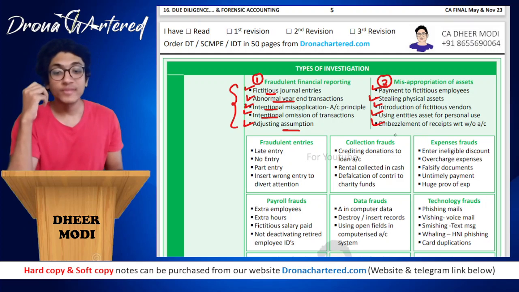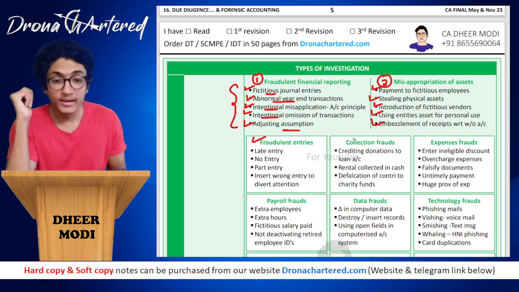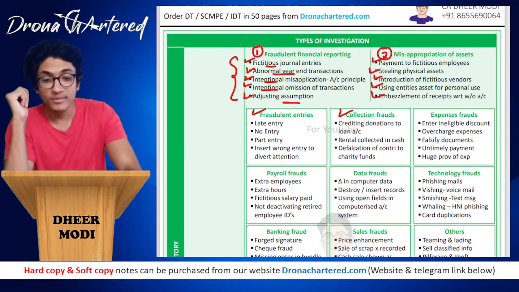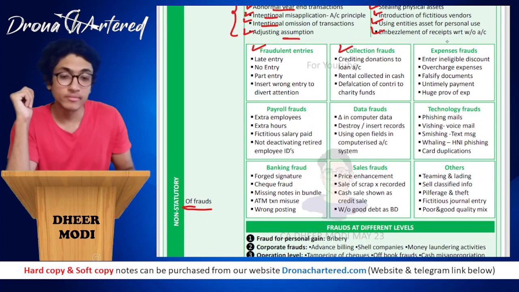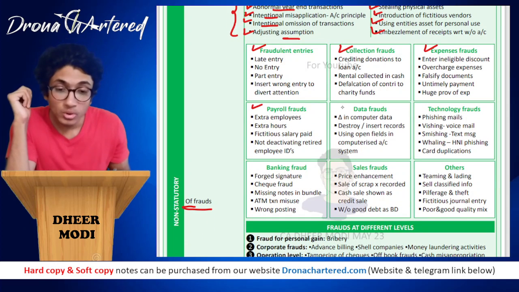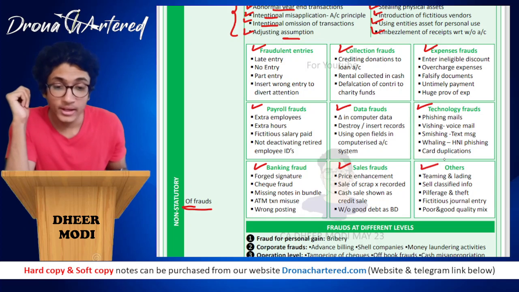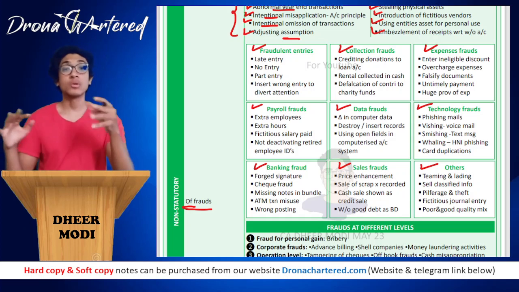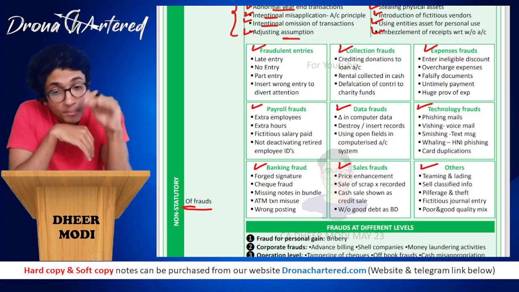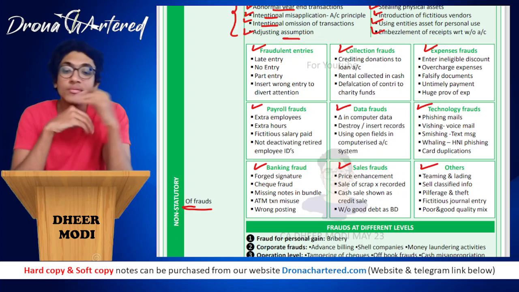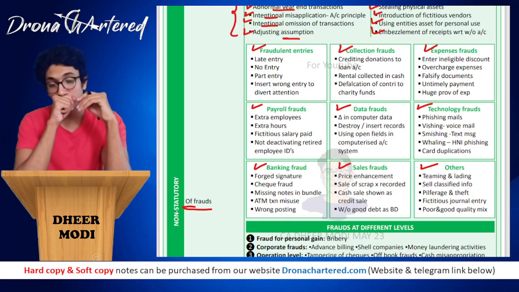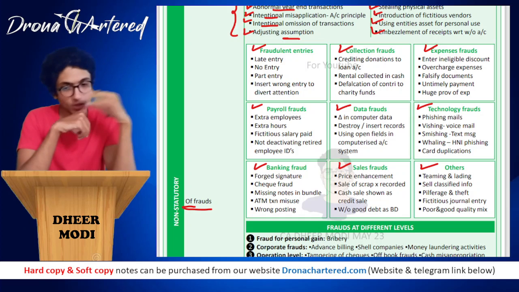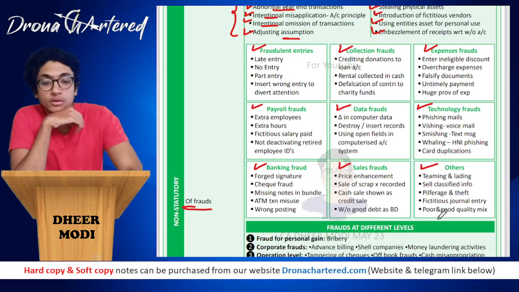Okay, now what are your different types of frauds? You have your fraudulent entries, you have collection frauds, then you have expense frauds, payroll frauds, data frauds, technology frauds, banking frauds, sale frauds, and your others. I have also given an example under these points. Pause the video, read it, and then move forward. I'm waiting for 2 seconds so that you can pause this video. I hope all of you have read those internal points.